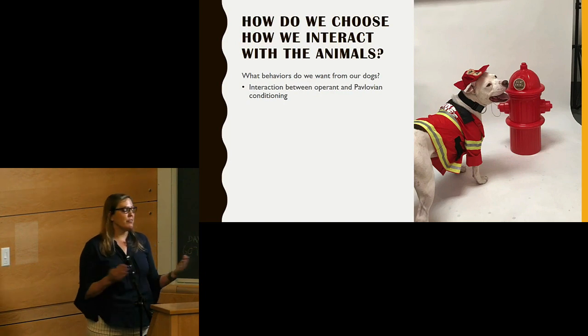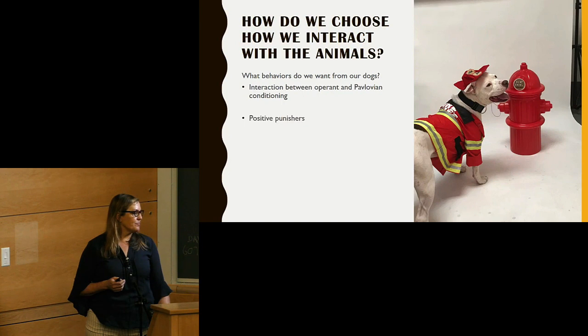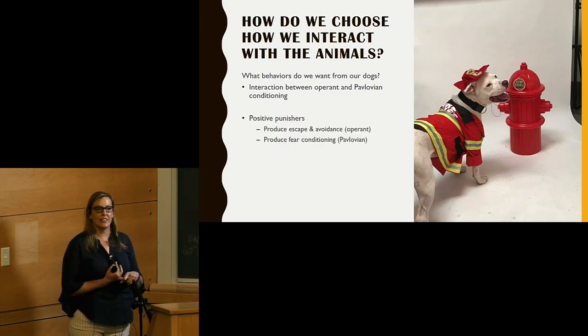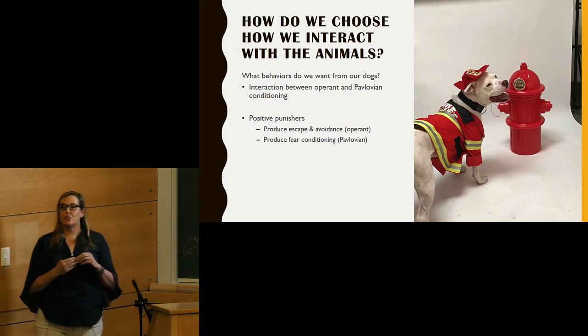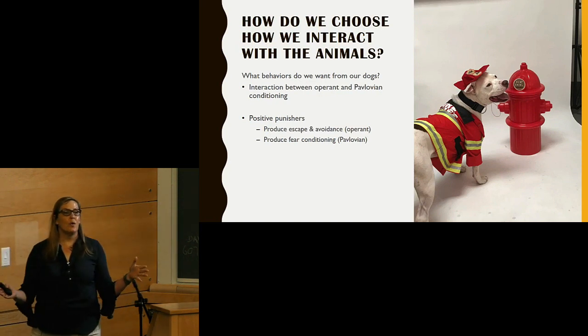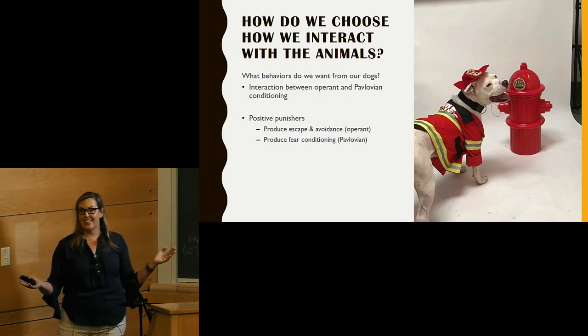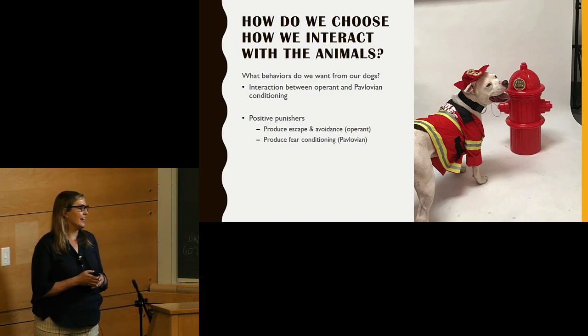And so this is where we really have to think about all the animal is learning. So with positive punishers, we're going to get escape behavior and avoidance. So they're going to try and get away from us while we're doing it, and avoid us if we haven't wrangled them yet.